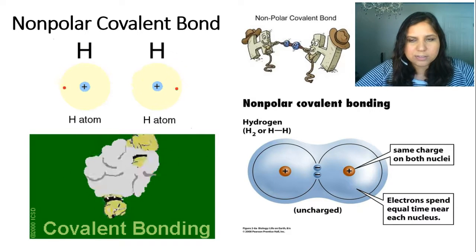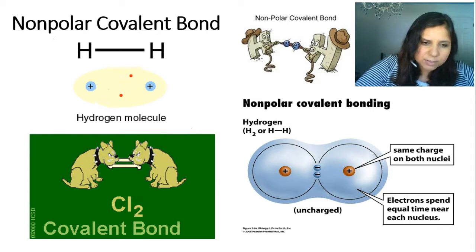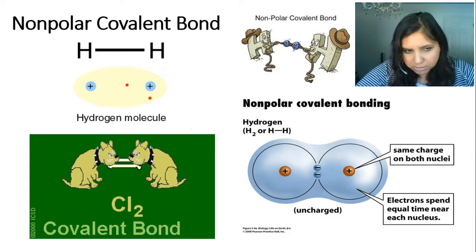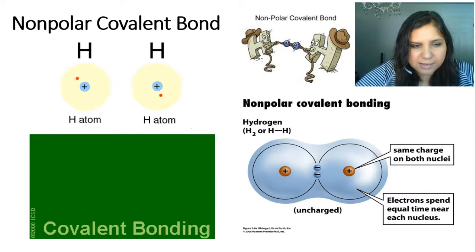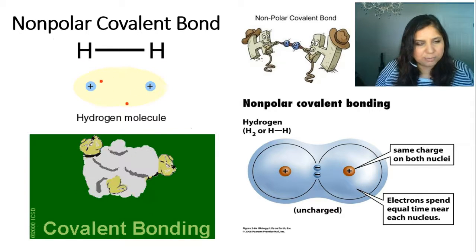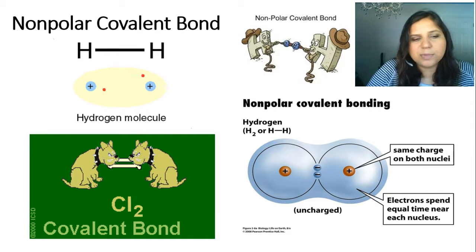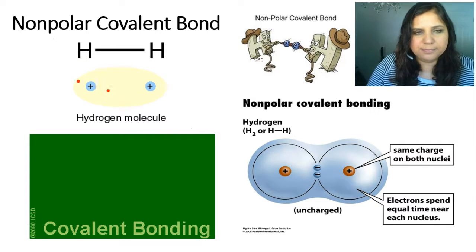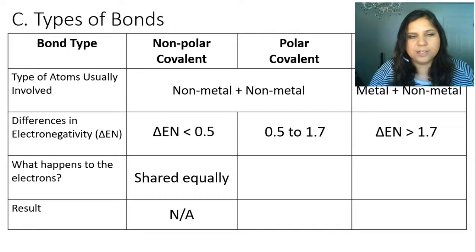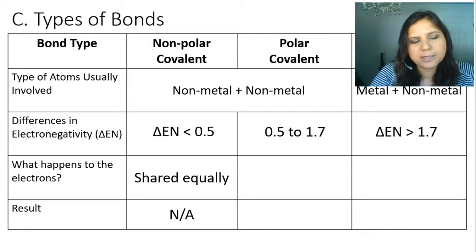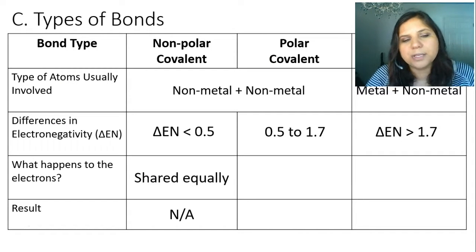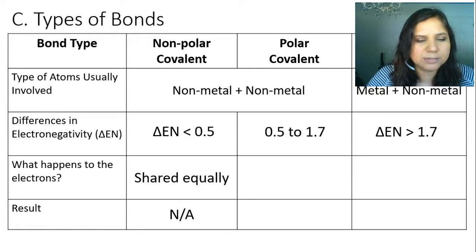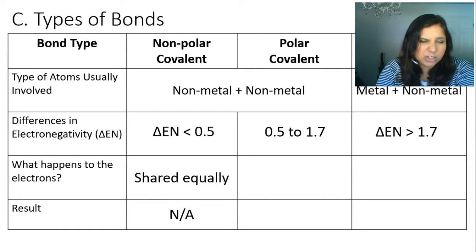I like to show this cute little picture of these two dogs here. We've got two chlorine dogs, and they are working with an electron, or a bone, and they're sharing them equally, and they form chlorine. So we'll add to the table what's happening to the electrons. They're being shared equally, and as a result, nothing is charged.